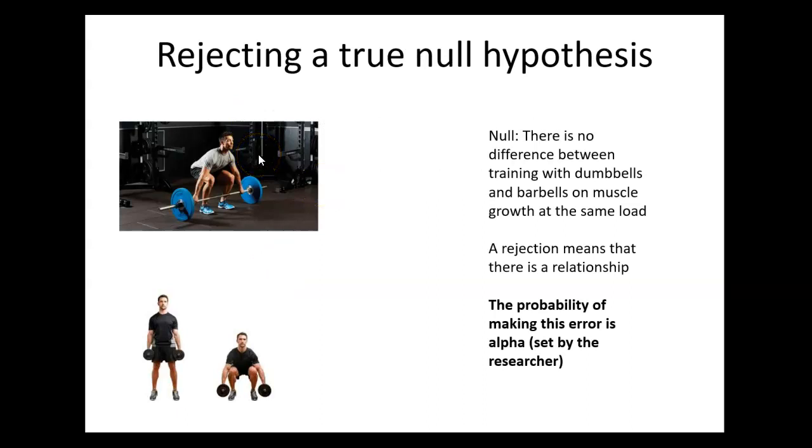Let's use an exercise science example. Let's say that you wanted to understand the difference in muscle growth when someone trains with barbells versus when they train with dumbbells. Maybe you believe that training with barbells leads to greater muscle growth. But your null hypothesis in that case would be there is no difference between training with dumbbells and barbells on muscle growth, and we'll throw in using the same exact load. If we reject the null hypothesis, that means there is a relationship. In other words, you'd be accepting your research hypothesis. The probability of making an error is going to be set by the alpha level.